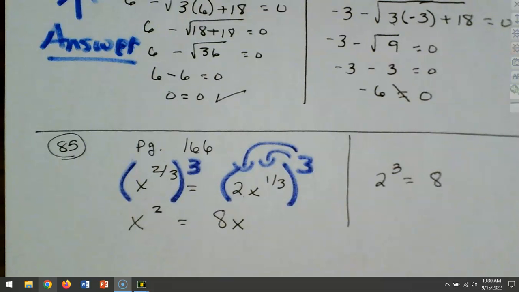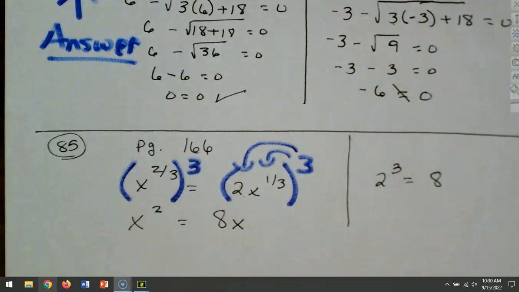Now, you do not have to check these. So when you get your answers, you're done. You do not have to check them, because I was careful. I made sure I didn't give you anything that might possibly not work. These all work. So now how do I finish this?